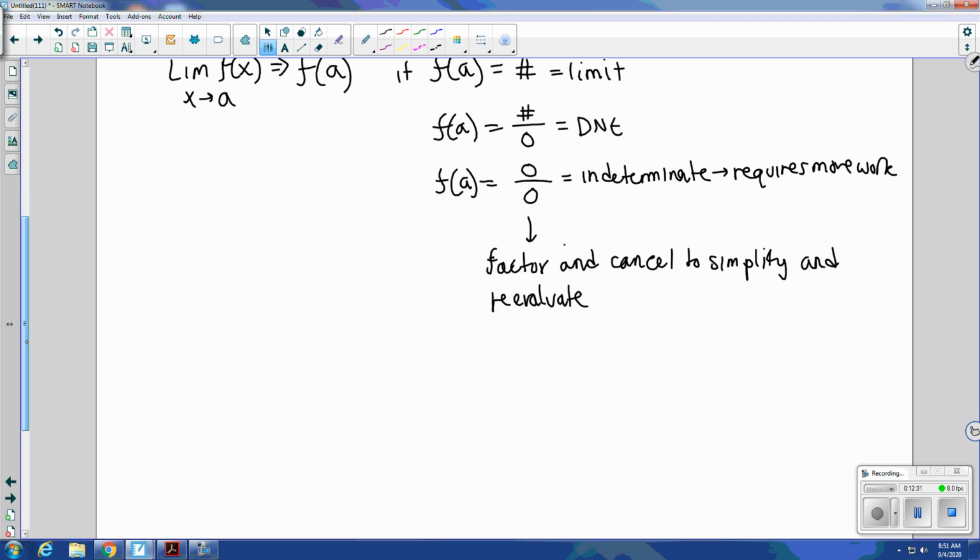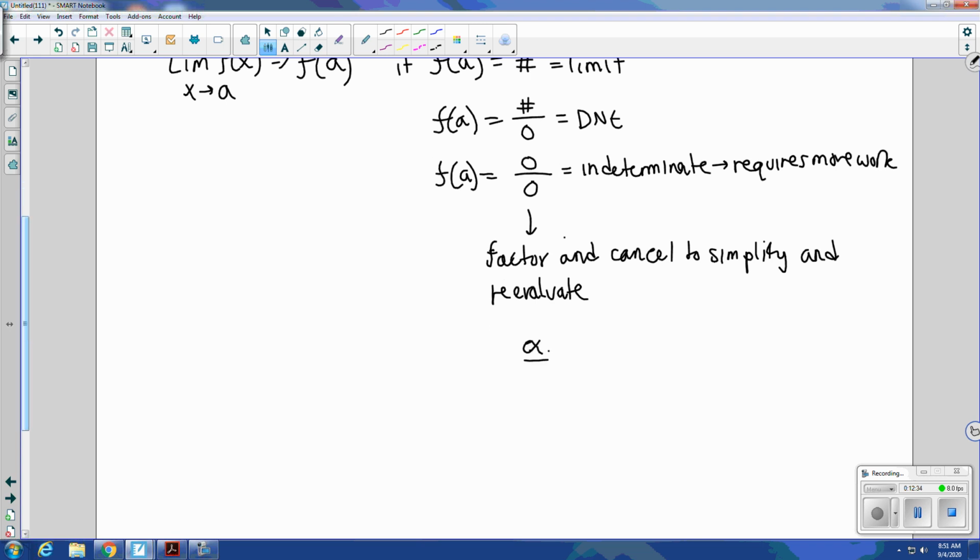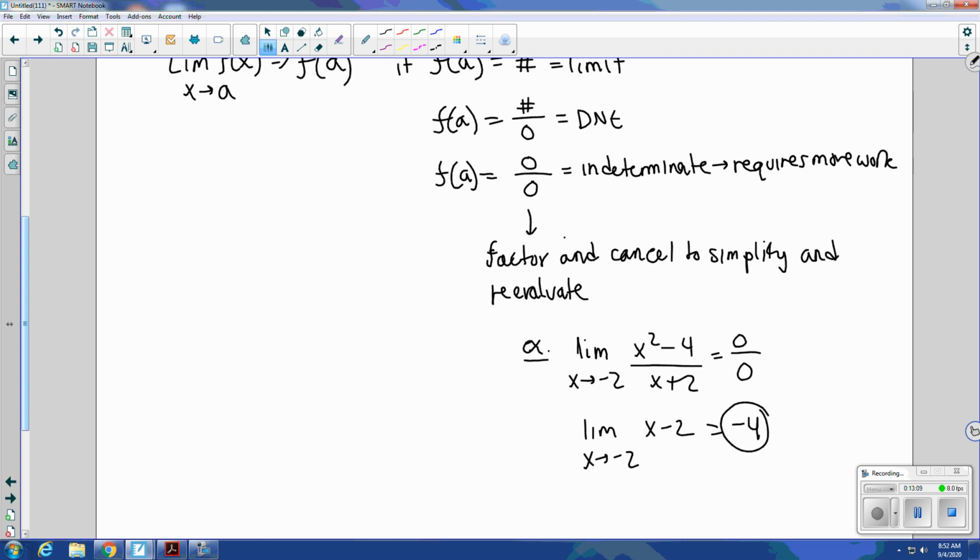So, super quick example. Let's say we have the limit of x squared minus 4 over x plus 2 as x approaches negative 2. Through direct substitution, we'd get 0 over 0. That's not a valid answer. That's indeterminate, meaning I actually can't determine what the value of 0 over 0 is going to be. So if we factor and cancel, we'll see that the x plus 2's cancel, and all we're left with is the limit of x minus 2 as x approaches negative 2. We reevaluate through direct substitution, and it reveals that the limit is actually negative 4.